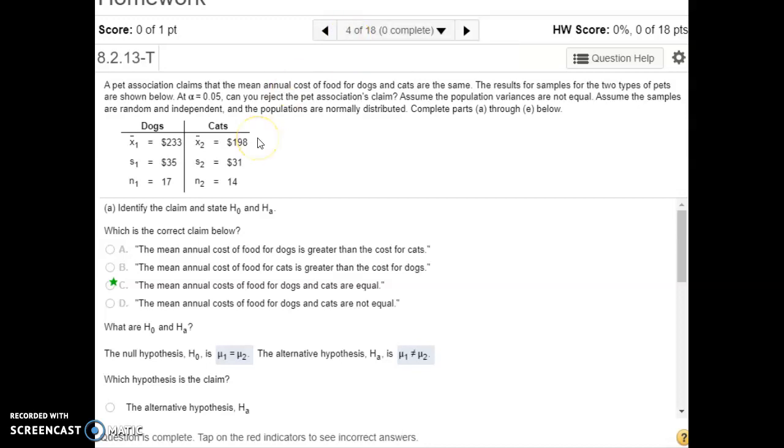Number 4, we're testing means from two different populations. Here we have a pet association claiming the mean cost of food for dogs and cats is the same. So we have our sample from each of the populations. Notice we do not know the population standard deviation. We have the sample standard deviation instead.